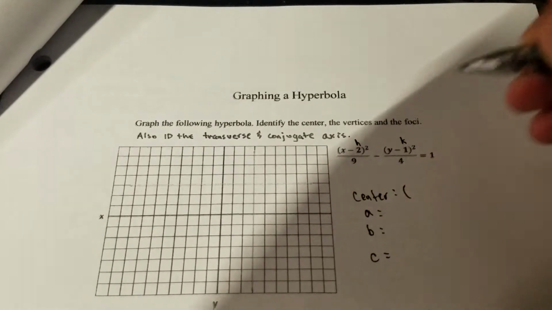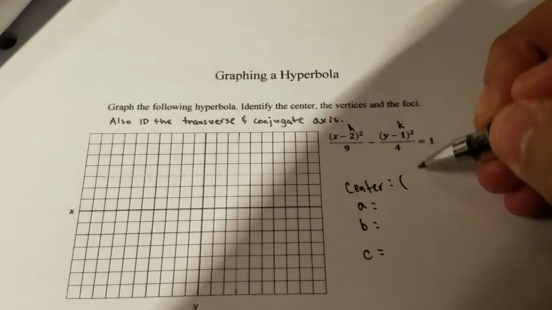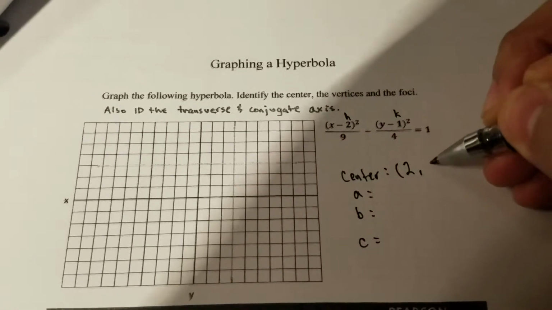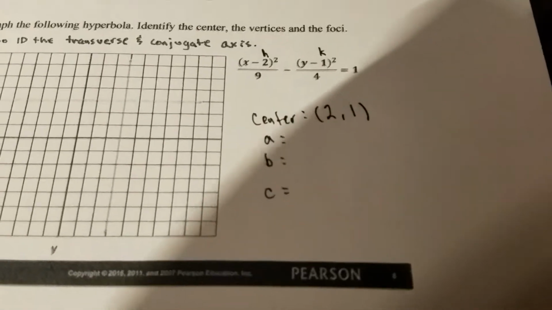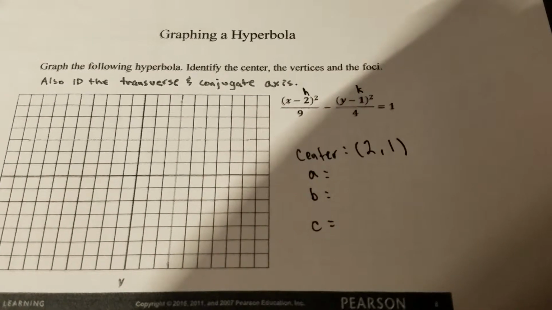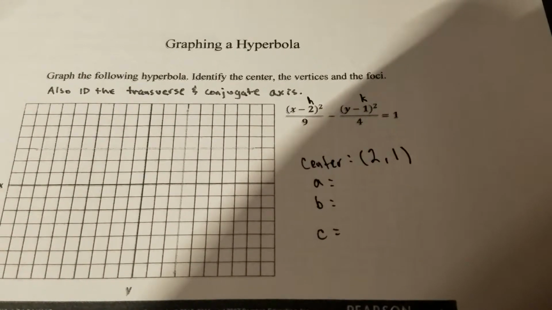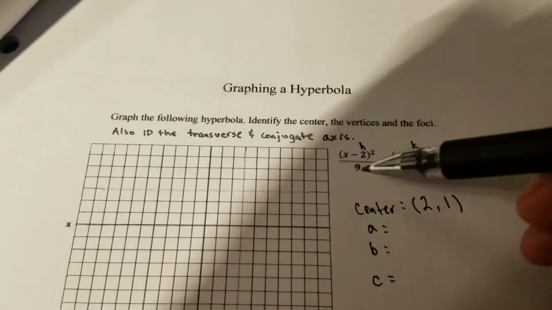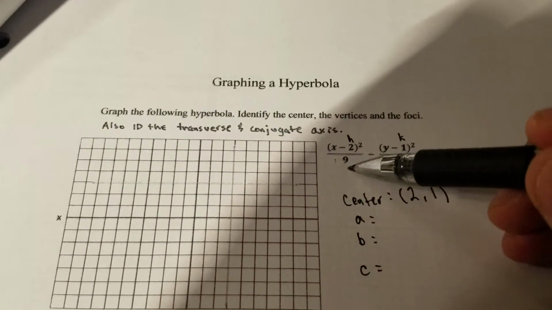And K is always with Y. So here, guys, my center is going to be at +2 and at +1. Okay, that's not new. Now, what is new here, guys, is the A value. A is not necessarily the biggest value. It is the one with the positive. So here, I see that the X is positive. So this right here is my A value.